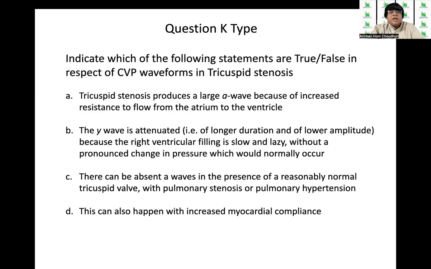1, tricuspid stenosis produces a large A wave because of increased resistance to flow from the atrium to the ventricle. 2, the Y wave is attenuated because of a longer duration and of lower amplitude, because the right ventricular filling is slow and lazy without a pronounced change in pressure which would normally occur. 3, there can be absent A waves in the presence of a reasonably normal tricuspid valve with pulmonary stenosis or pulmonary hypertension. And this can also happen with increased myocardial compliance.